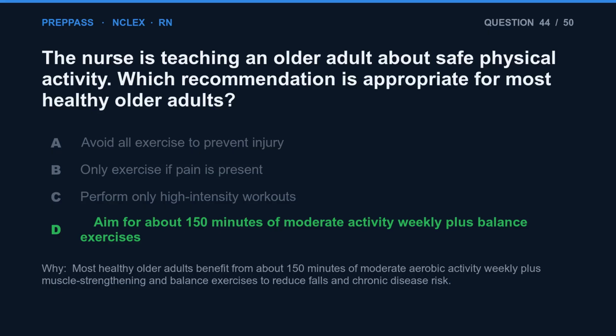The correct answer is D. Most healthy older adults benefit from about 150 minutes of moderate aerobic activity weekly plus muscle strengthening and balance exercises to reduce falls and chronic disease risk.